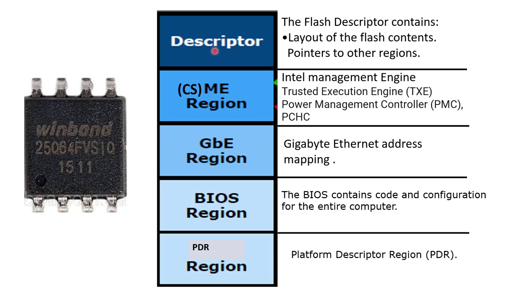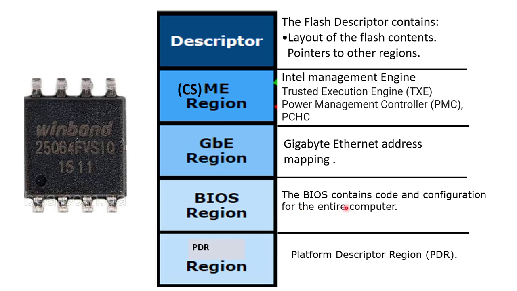Okay, as I already told you, these are the regions. The BIOS has regions. The Descriptor region is the layout of the flash content. Then the ME region, which has different portions. This is called the Intel Management Engine region: Trusted Execution Engine, Power Management Controller, PCH controller. So these are the different controllers. When the CPU starts, this section starts first, and it checks all the parameters, locks and keys. GbE is the Gigabit Ethernet address mapping.